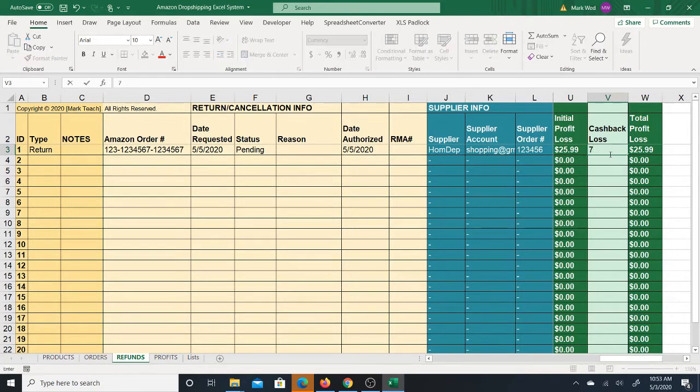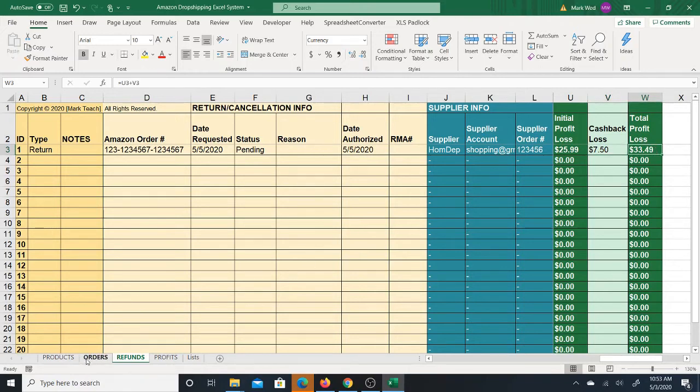Okay, the $750 that I got, let's just say I lost all of it. You're going to have to manually figure that out and type that in. Well, that means that not only did I lose this initial profit of $25.99, I also lost that $750 cashback loss. So now my total profit loss is $33.49.